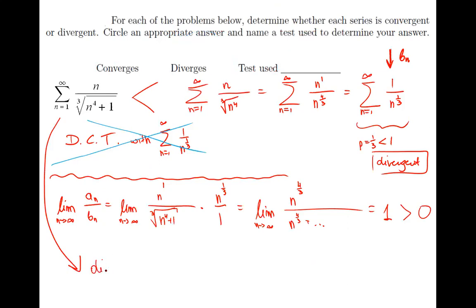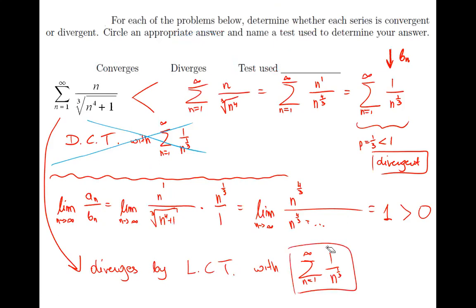I can say that my infinite series diverges by limit comparison test with 1 over n to the power of 1/3. That's what we were comparing. Since this one is divergent and the limit works, the original one diverges too. But please remember, direct doesn't work. We can't compare when we have this relation with the divergence.